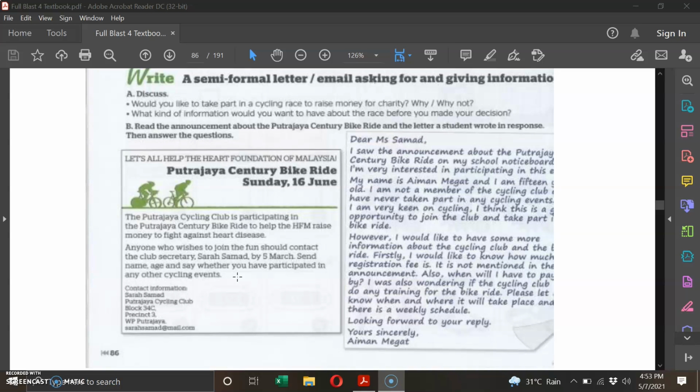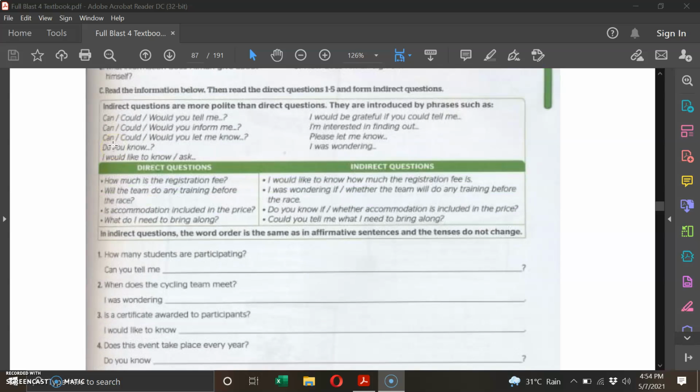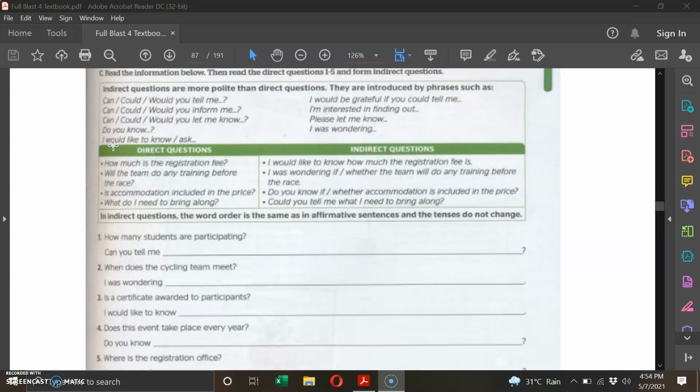Please read the announcements and the email or letter written by the student in response to the announcement. Take some time to read it first. After you have read this semi-formal letter, shall we go straight to Part C on page 87? Read the information below, then read the direct questions 1 to 5 and form indirect questions.